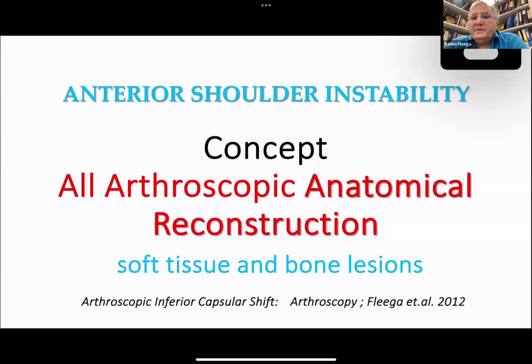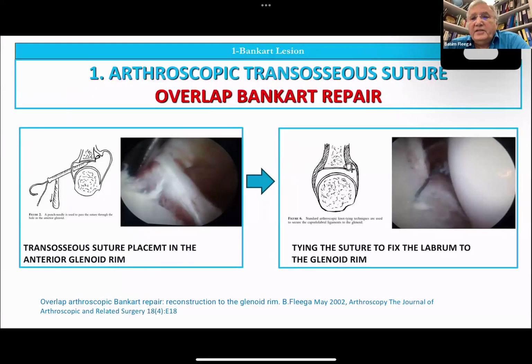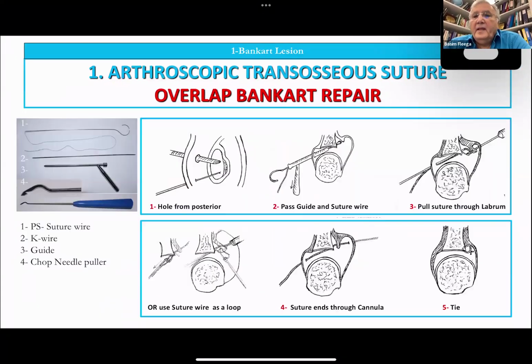Now, our concept is the arthroscopic version of the open anatomical reconstruction concept. For the Bankart lesion, we also do the transosseous fixation as the open Bankart repair. Here we make from posterior a hole in the anterior rim, pass a suture penetrating wire to pass the suture through the hole. And then we pull the suture through the anterior labrum, pull the two ends out, and then tie the labrum to the anterior glenoid. For this, we use the so-called chop needle puller. It's a very important instrument, as we will see.